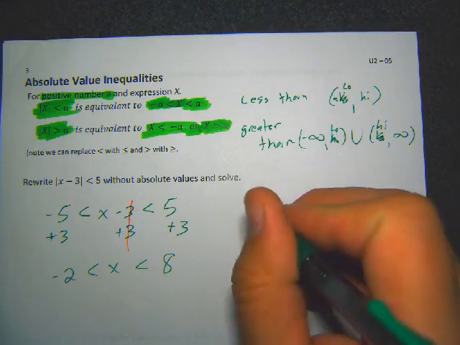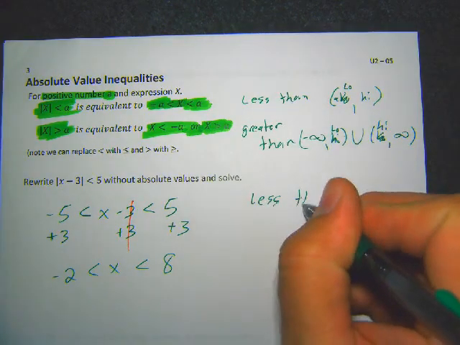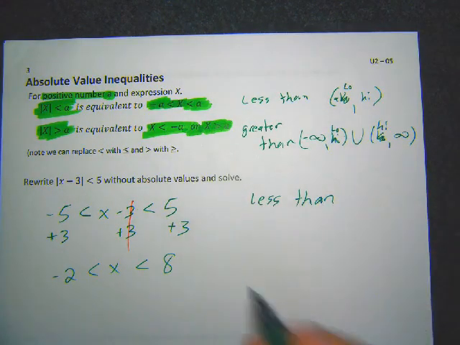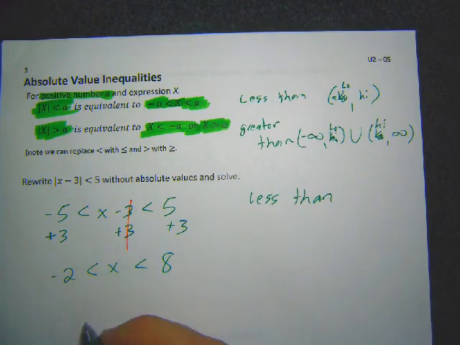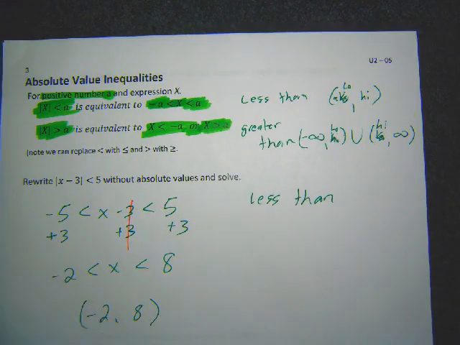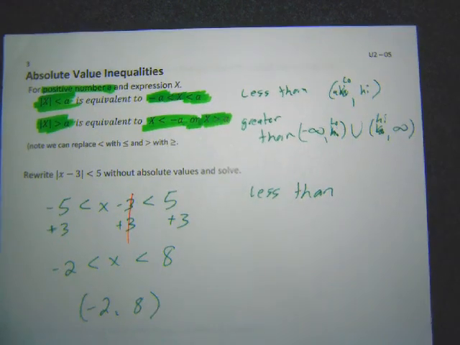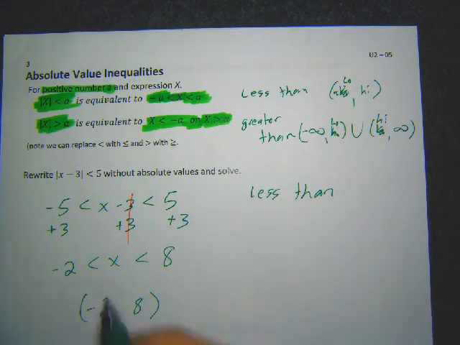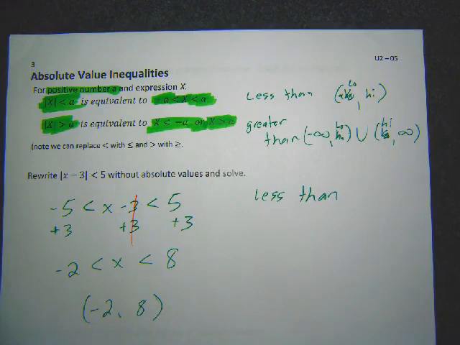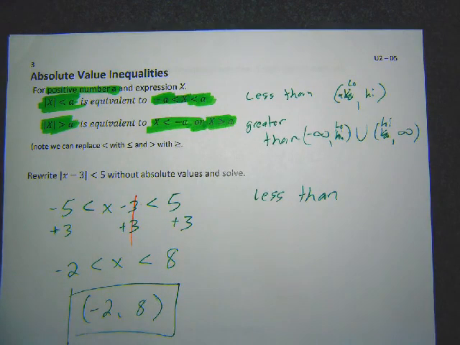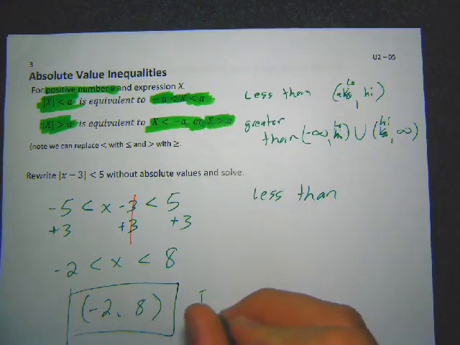Again, this is less than, so it's going to be the inside. It's the numbers between -2 and 8. We don't have an equals here. There's no equals, so we're going to use parentheses. Remember, you always use parentheses if there's no equal to, because it means we can't actually include 8. If I try and put 8 in here, 8 is not smaller than 8, so I'm not including 8. I'm using parentheses, and that's what my answer looks like. Again, this is interval notation.